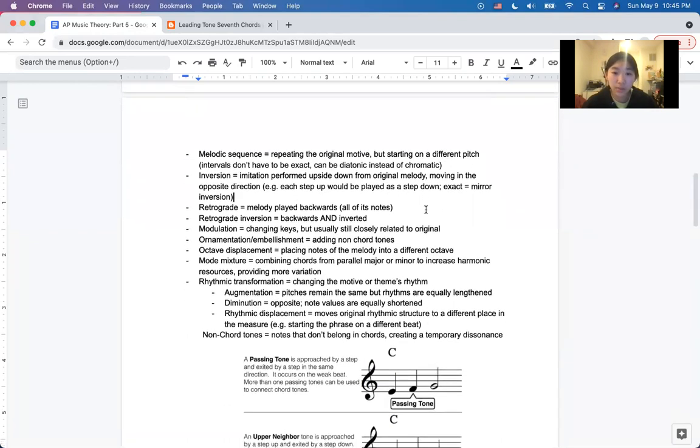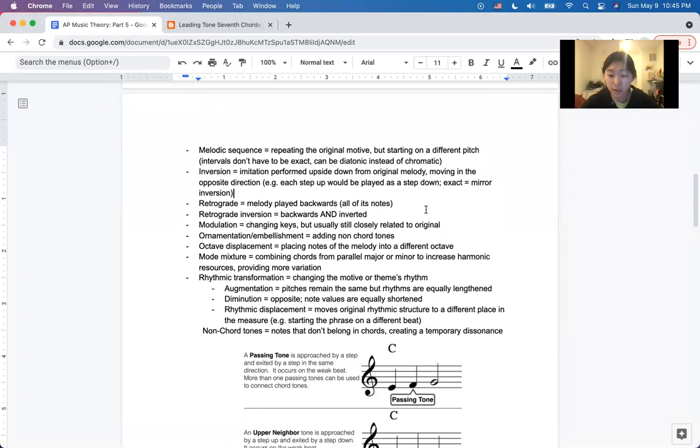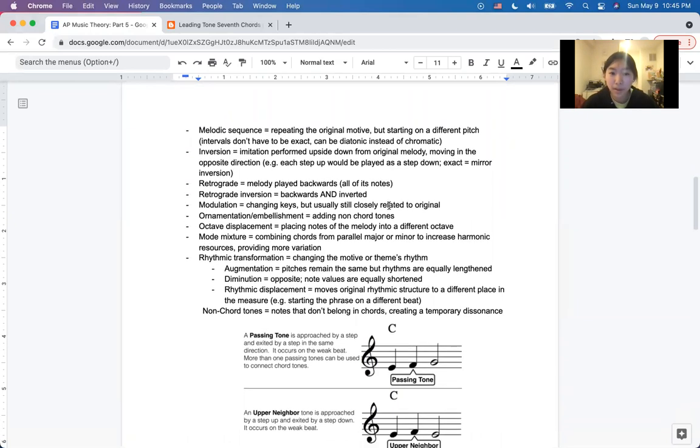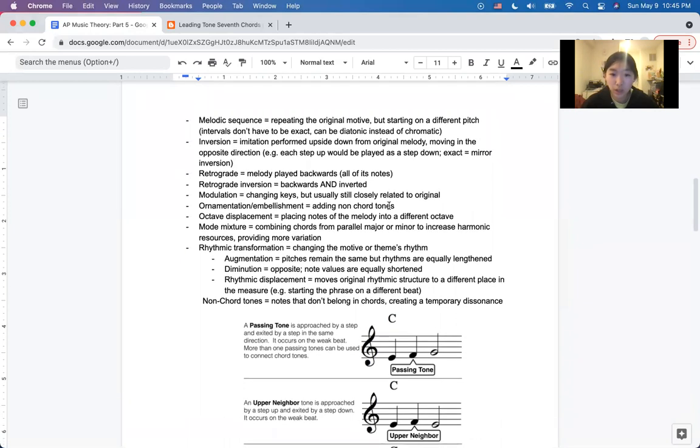A retrograde is when the melody is played backwards, note by note, every single note is played backwards. A retrograde inversion is when it's backwards and it's inverted. A modulation is when you change keys, but they're usually still closely related to the original. We'll go back into this later on in this video since this is a pretty important concept.